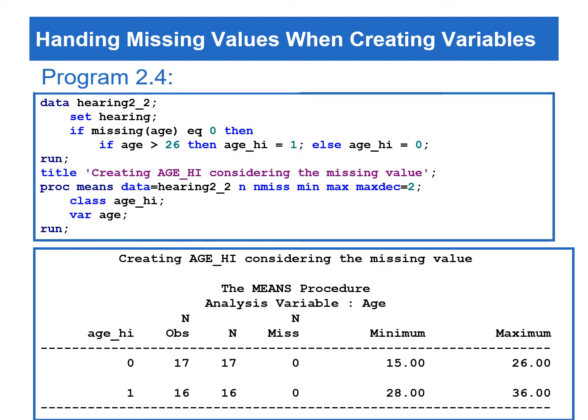Program 2.4 correctly creates the age_high variable. Notice that there are no missing values in both the 0 and 1 strata for age_high. However, the person with the missing age was not shown in the output.